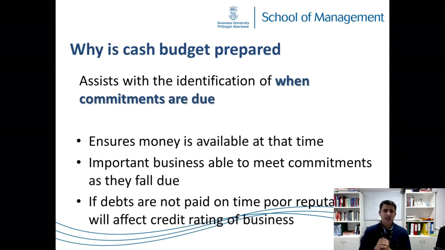Why is a cash budget prepared? First of all, for when commitments are due. When I say commitments are due, we ensure as a business the money is available on time. It's very important when it comes to business. If they have to pay a supplier, for example, after 3-4 months, they need to make sure that there is enough money there. So they try to avoid any bad reputation. So it's very important when it comes to commitments.